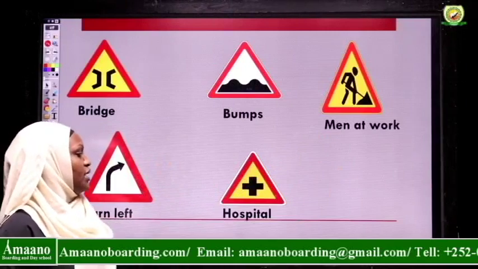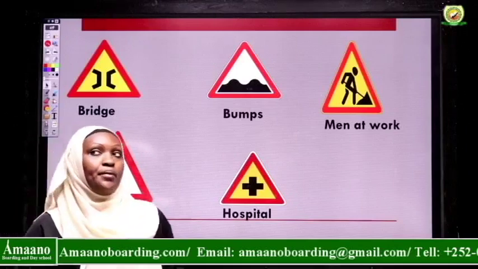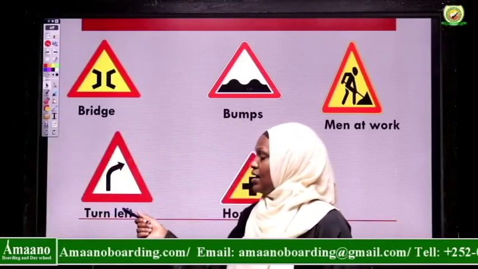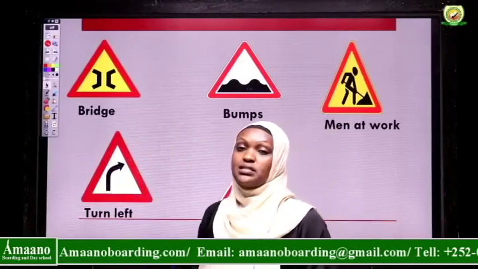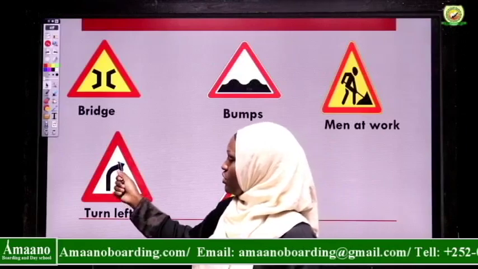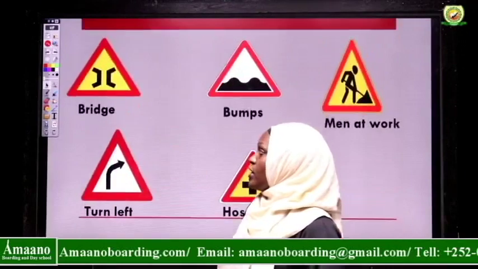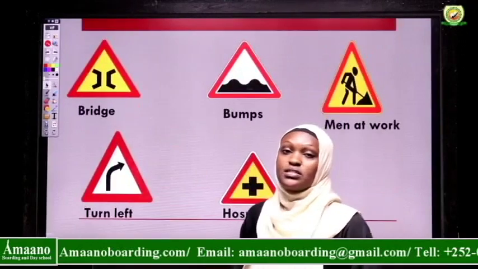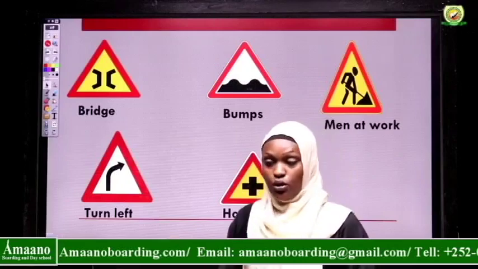Then we have this one, and this one means hospital. Then turn left. This one means turn left. If the arrow points the other side, it means turn right. Therefore this one is turn left, but when you find the arrow facing this other side, it means turn right. So these are just examples of the road signs we find on our way to or from school.